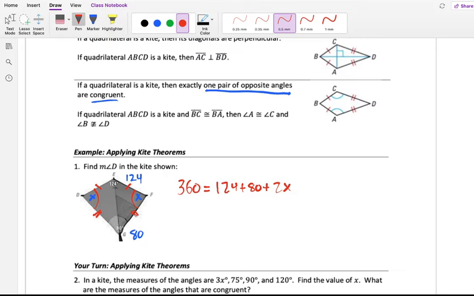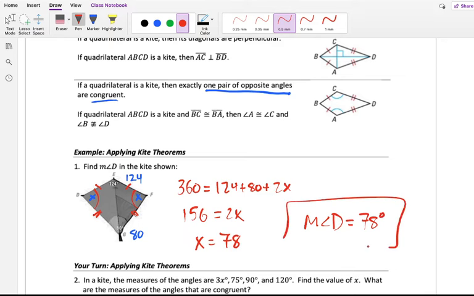And I was not prepared enough to have a calculator up and running. So let me try that real quick. So I'm just subtracting the 124 and the 80 to the other side. That's going to give us 156 equals 2x, divide by 2, and we get that x will equal 78. So the measure of angle D, which we labeled as x, is going to equal 78 degrees.